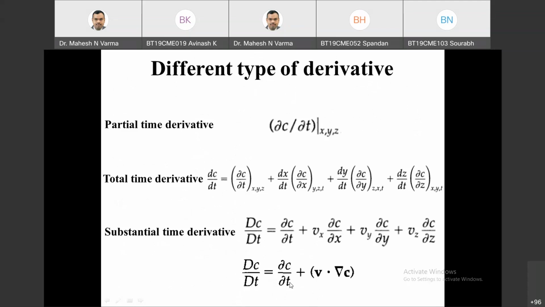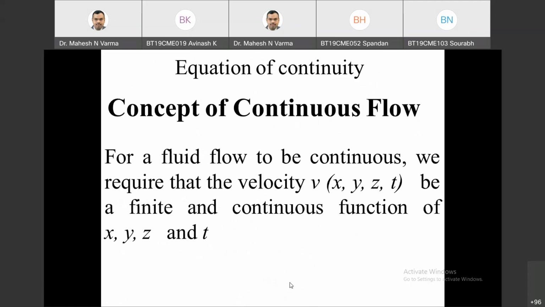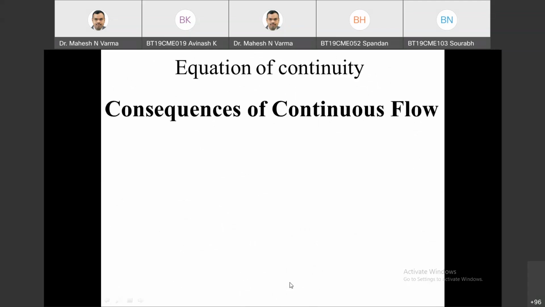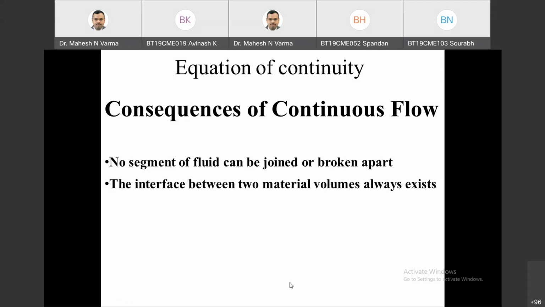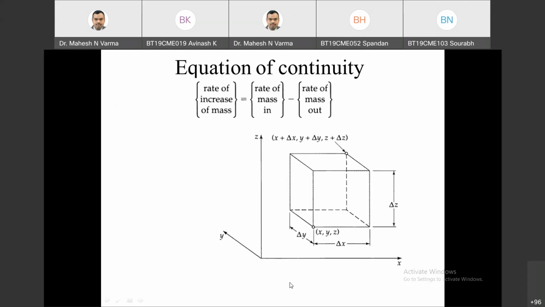With this information, we started the equation of continuity. This is the concept of continuous flow. Simply, what is continuity? Flow will be continuous, and the consequence is that once there is an interface, the interface will always be there; once there is no interface, an interface will not be created in between. That is the consequence, and no segment can be joined or broken apart. That interface will remain as it is. Then we derived the continuity equation.